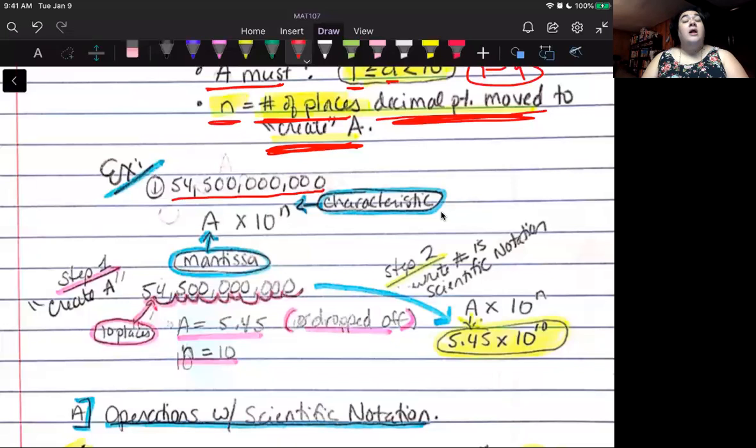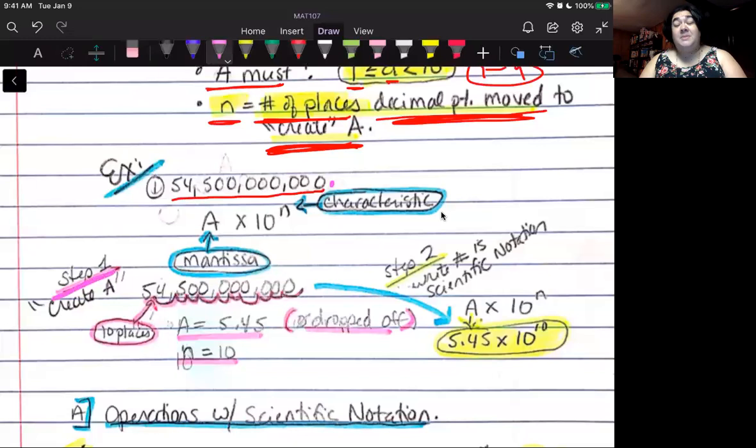In order to write it in scientific notation, I must first, step one, create my A, okay? As you saw in my rules, the A is created by moving the decimal point so that I get an A that follows the rule of being between 1 and 9. So where is my decimal point? As I just mentioned, my decimal point is all the way here to the right of this very large number. And now I'm going to start moving it until I get a number that follows the rules for A, meaning it has to be between 1 and 9.